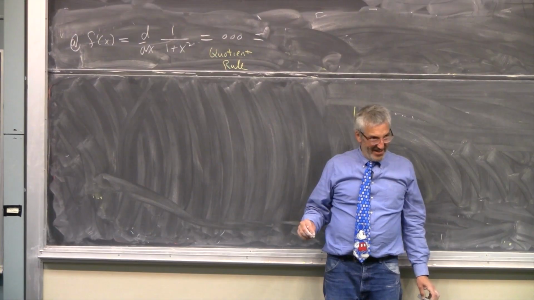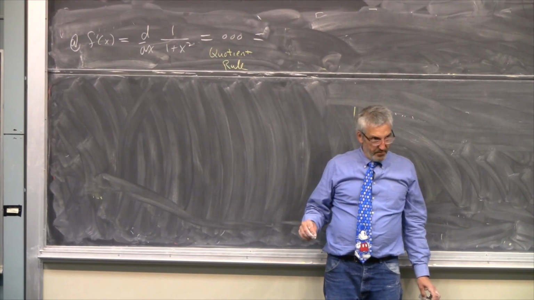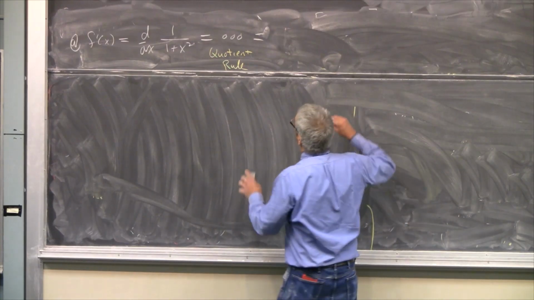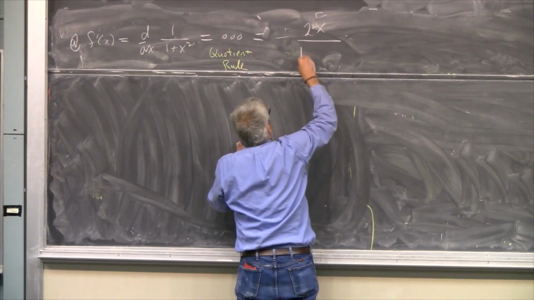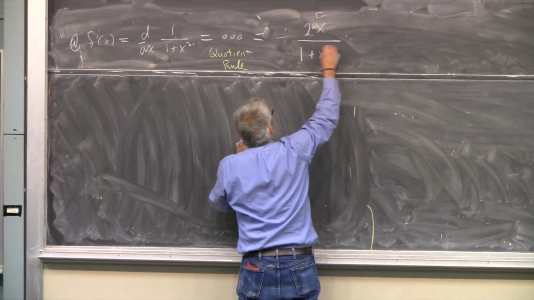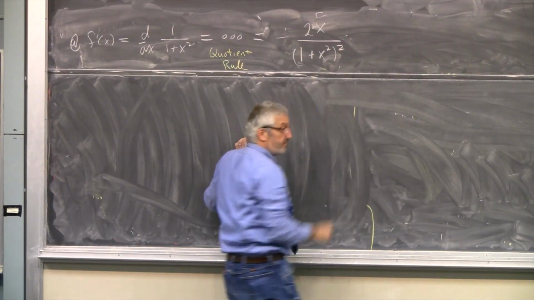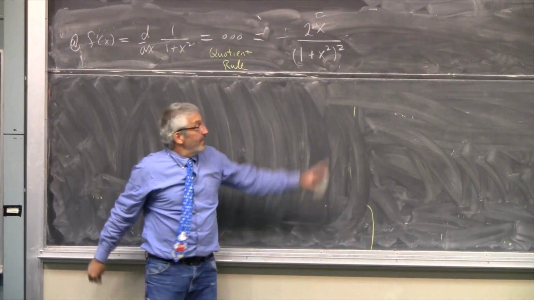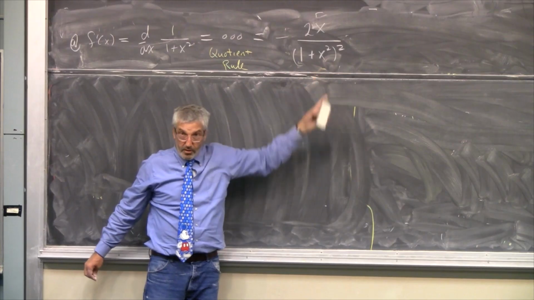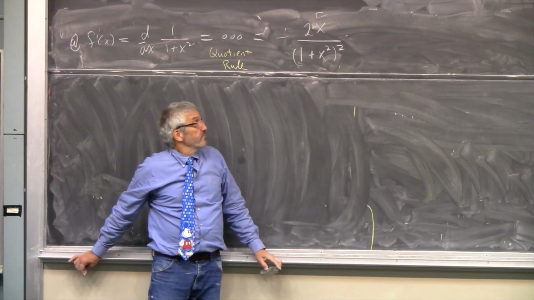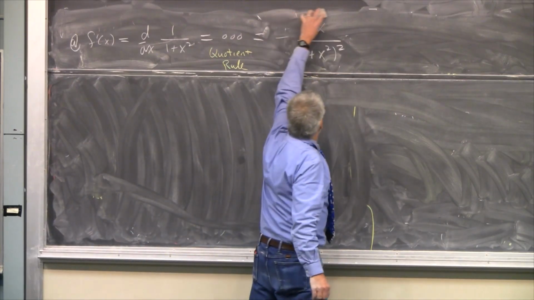Negative 2x over 1 plus 2x squared plus x to the 4. Yeah, now I'm going to leave the bottom simple. Minus 2x, and on the bottom I'm just going to write 1 plus x squared. There's the bottom squared. You could write that as 1 plus 2x squared plus x to the 4th, but I find this simple. Still worth a round of applause.